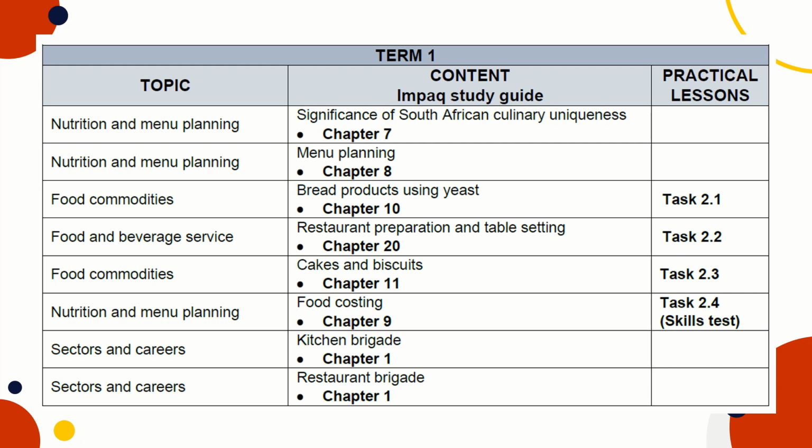The work that you need to study for the exam that's lying ahead is the following. All the work that you've been studying during Term 1, that includes Chapter 7, which is on significance of South African culinary uniqueness. Chapter 8, which is on menu planning. Chapter 10, that is bread products and the using of yeast. Chapter 20, that is the restaurant preparations and table setting. Chapter 11, which is on cakes and biscuits. Chapter 9, that is food costing. Chapter 1, that's the kitchen brigade as well as the restaurant brigade.